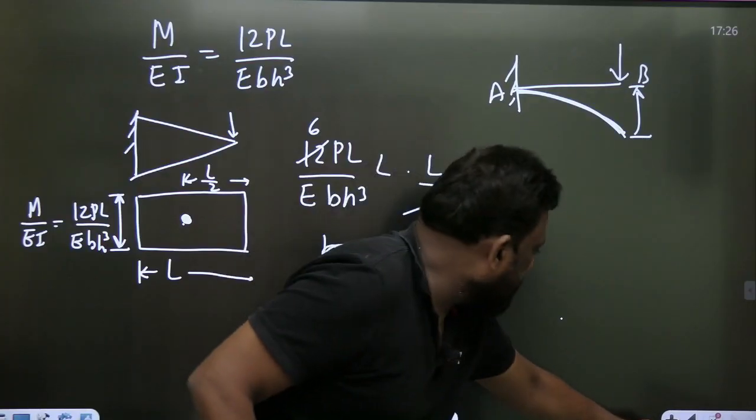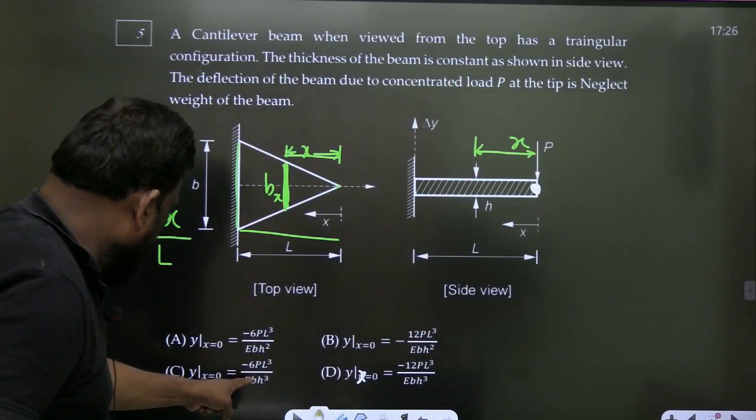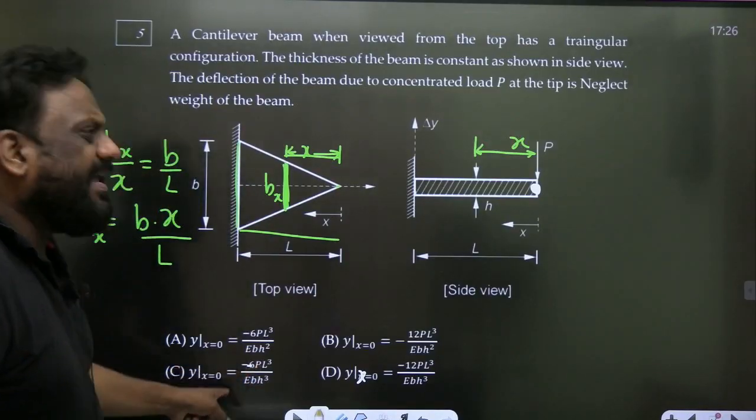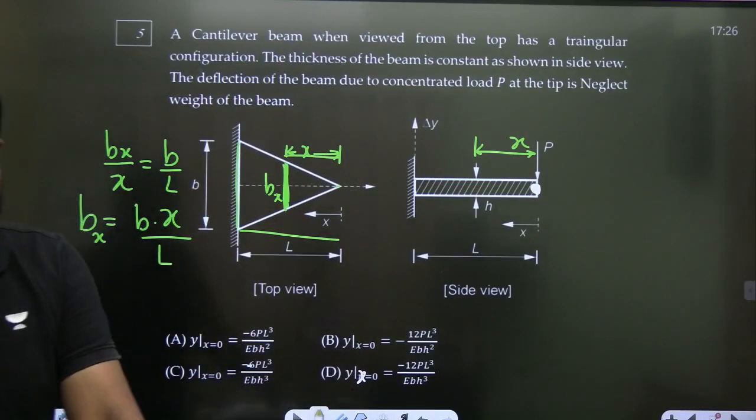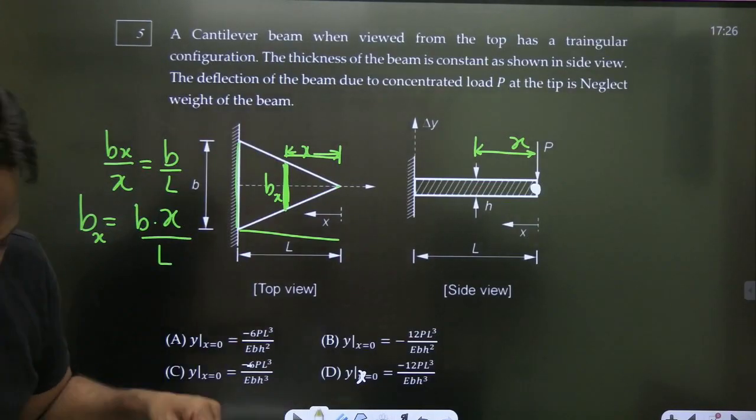6 P l cube by E b h cube. The negative sign shows downward deflection. एक बार चेक करते हैं सर. The negative sign shows downward deflection. मस्त क्वेश्चन था सर ये.